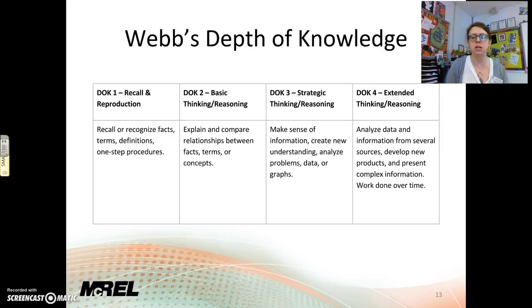Okay, so I just wanted to touch base quickly on this. So we know that DOK 1 is recall and reproduction. DOK 2 is basic thinking and reasoning. DOK 3 is strategic thinking and reasoning, and then DOK 4 is extended thinking and reasoning. So there's a distinct difference between these, and we want to keep pushing our kids to that strategic and extended, so the DOK 3 and 4.